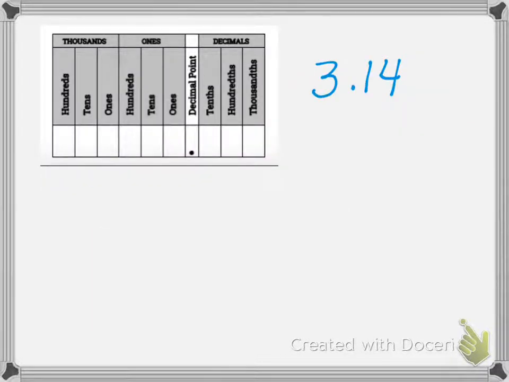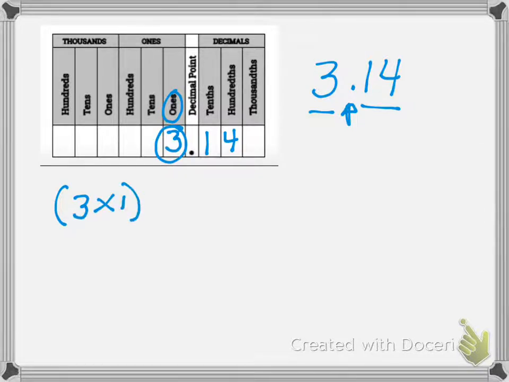So let's take a look at this first number, 3 and 14 hundredths. First thing you want to do is place it on the place value chart to help you out. And then, as we did with expanded form with whole numbers, you take each number and times it by its place value. So we'll start with the 3, it's in the ones place. So we do our parentheses, 3 times 1, plus, now our 1 is in the tenths place.